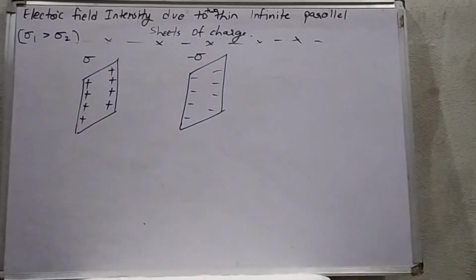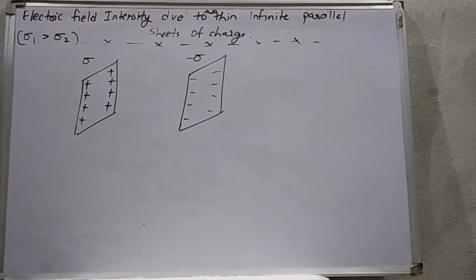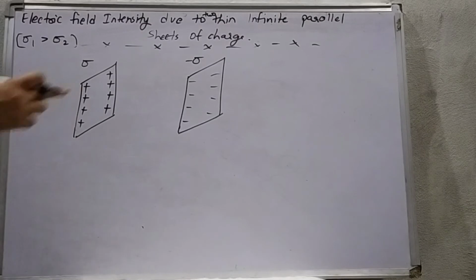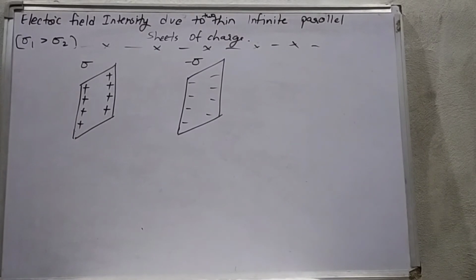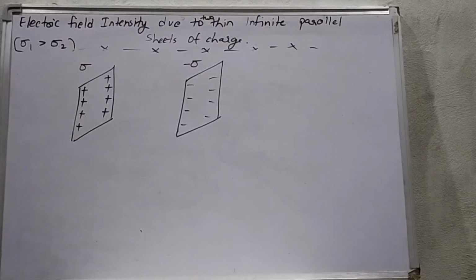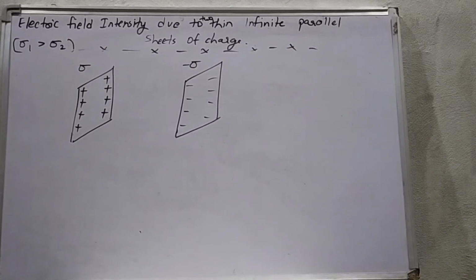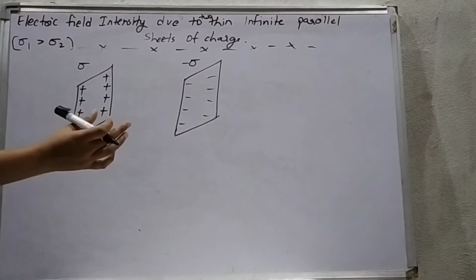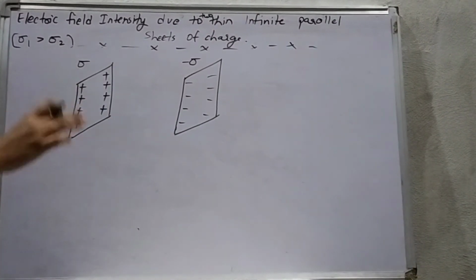The next case is we have taken two parallel sheets but of opposite sign. Here one has the positive and the other has the negative sign. The condition we have taken here is that the surface charge density is the same on both sheets. If we take sigma here, the surface charge density of the negative sheet will be minus sigma.